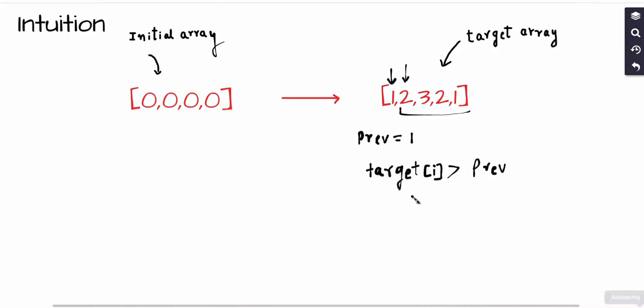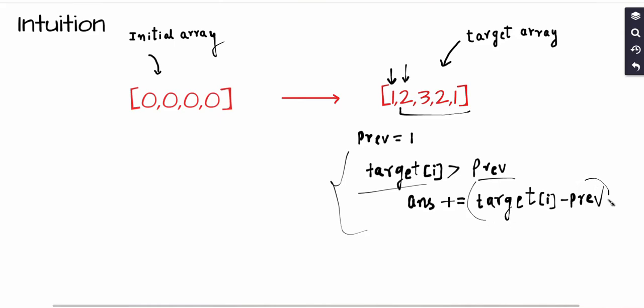If it is the case, then operations will be increased by the difference between this target element and this previous element. So that's how the answer will be updated. After that, update the previous variable to the current element. That is, for the third element, the previous variable would be this second element. Then I again take the difference, and so on. Finally, this answer variable will contain our answer, and this is initialized to 1 initially.